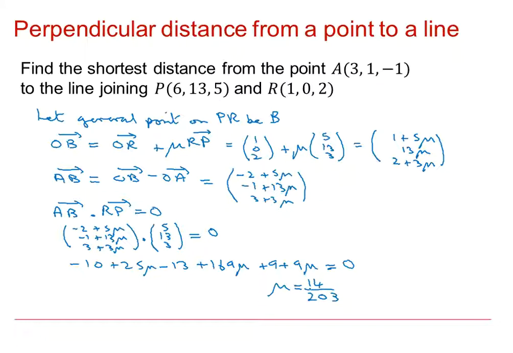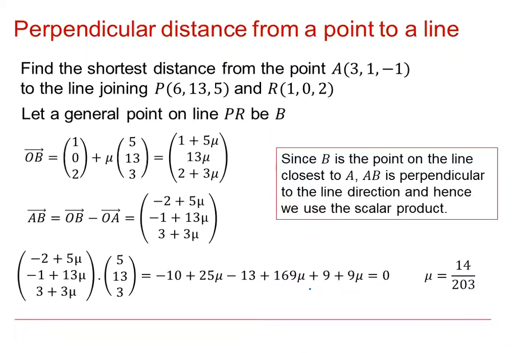Now we know the parameter, we can look for the displacement vector from A to B, and then we can find the coordinates of B if required. So there is a detailed workings of what we've been looking at so far. And just the key point there highlighted, since B is the point on the line closest to A, the displacement vector from A to B will be perpendicular to the line direction, and hence we use the scalar product.